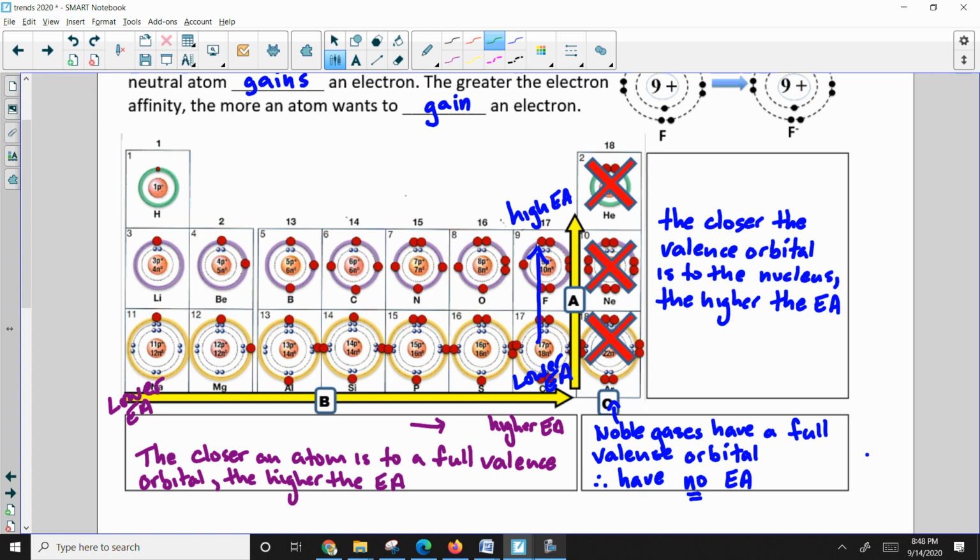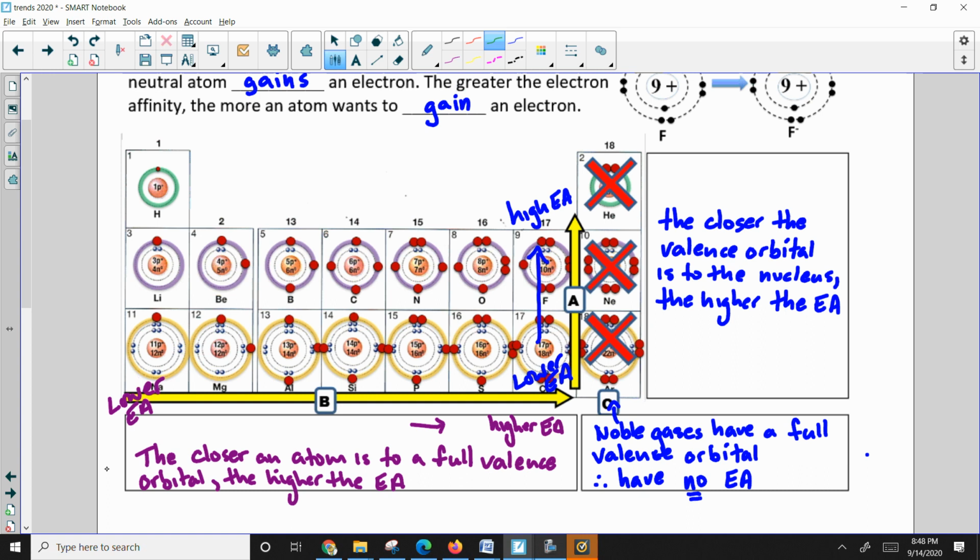Well, the closer the outer orbital is to the nucleus, the more attraction there is for electrons. So you're going to see here that fluorine has a little bit more attraction for the outer electrons than chlorine does, just because of the proximity. So chlorine, the orbitals are a little bit further away. So the highest electron affinity is going to be fluorine. The lowest would be way down here, and that'll be francium. We'll see in a little bit later on.